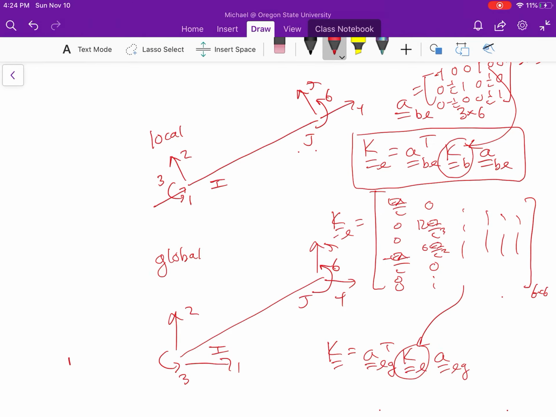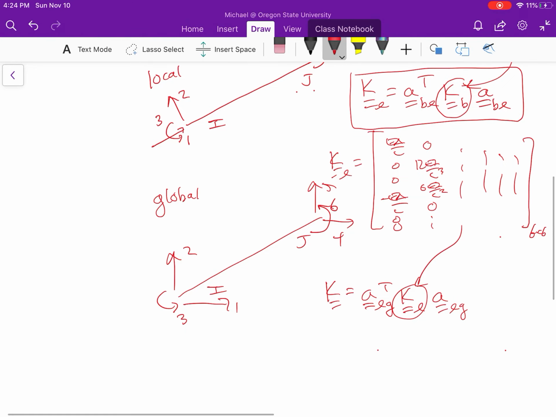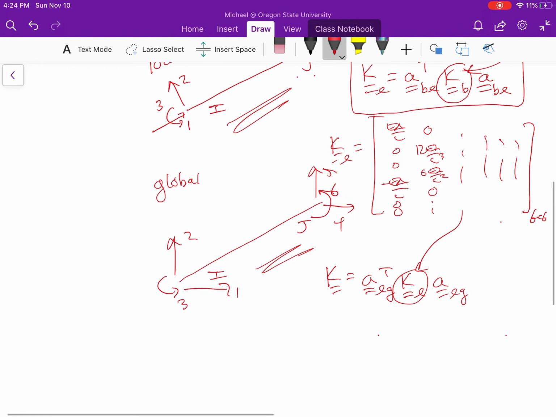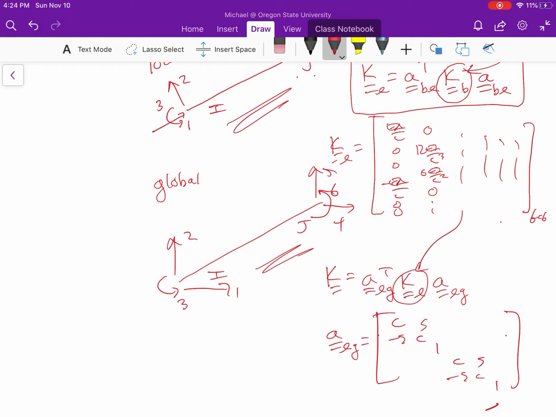We're not exploding out, but just rotating the local degrees of freedom into the global directions. This ALG matrix is really easy. It's based on the direction cosines for the element: cosine, sine, negative sine, cosine, 1, cosine, sine, negative sine, cosine, 1, and everything else is zeros. It's a little block diagonal matrix there. So that's that.